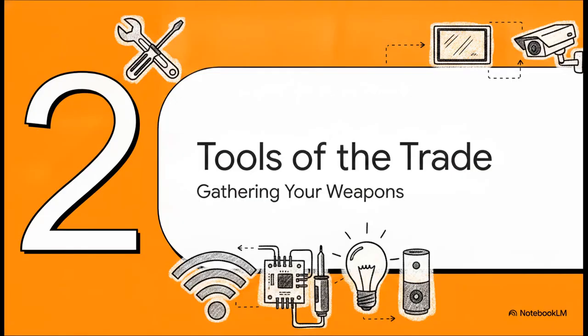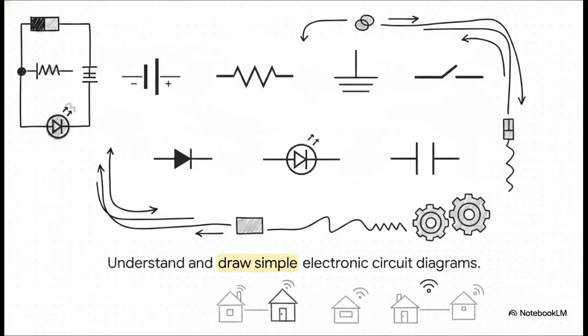All right, Section 2. Tools of the trade, gathering your weapons. We know exactly what we want to achieve. Now we need to figure out what gear we need to pull it off. Before you even touch a wire, you need some foundational knowledge. You absolutely have to understand and be able to draw simple electronic circuit diagrams. I'm talking about knowing the symbols for batteries, resistors, and LEDs. Honestly, it's like learning the secret language of electronics, and being fluent in it is an absolute must-have prerequisite for any aspiring inventor.